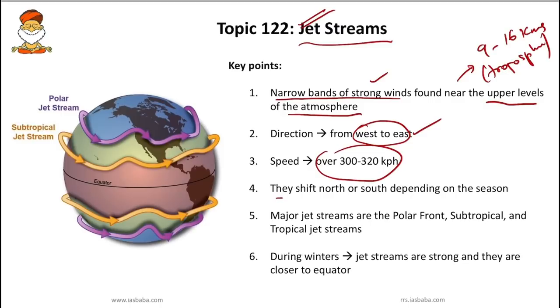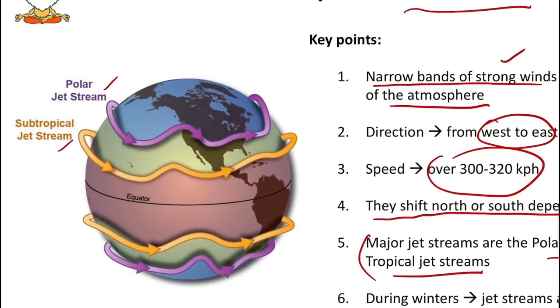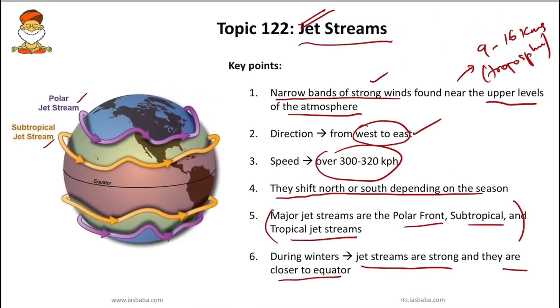The next important fact is that these jet streams shift north or south depending on the season. During winters the wind currents are the strongest, and they are closer to the equator. Major jet streams are the polar front, subtropical and tropical jet streams, as you can see in the figure. In India, the tropical jet stream influences the formation and also the duration of the summer monsoon. That's the reason it is important to know about jet streams.